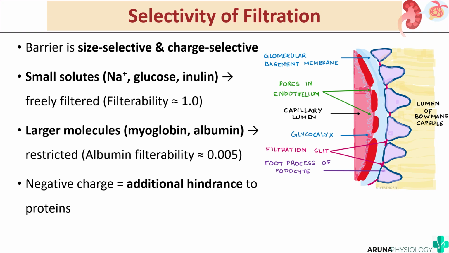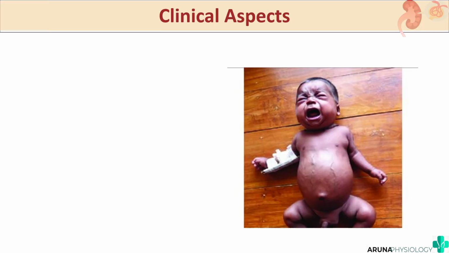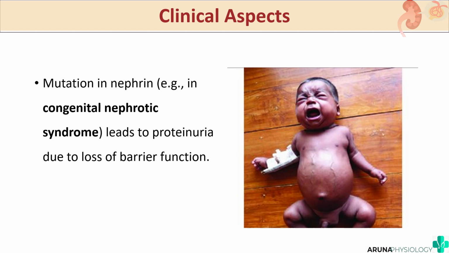Now, why are we learning so much about this filtration barrier? Because a proper filtration barrier is required for proper formation of urine. So one or two important clinical aspects related to the filtration barrier are: first one, what do you think is wrong with this baby? This baby has got congenital nephrotic syndrome, and this is basically because of the mutation of that protein nephrin. Remember, I said the filtration slits are formed of the protein nephrin. So if that protein is mutated, it can lead to proteinuria, which in turn can cause the congenital nephrotic syndrome.